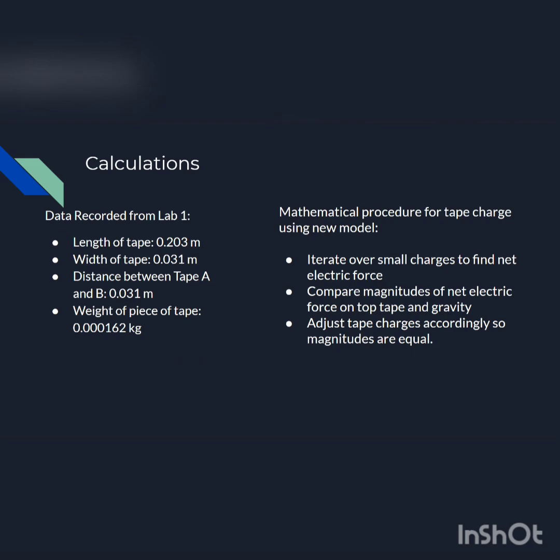So calculations. Here is data recorded from Lab 1, which includes the length, width, the distance, and the weight, and the procedure we're going to use for our new model. So we're going to iterate over small charges to find the net electric force. We're going to compare the magnitudes of the net electric force on the top tape and gravity, and adjust the tape charges accordingly so that the magnitudes are equal.